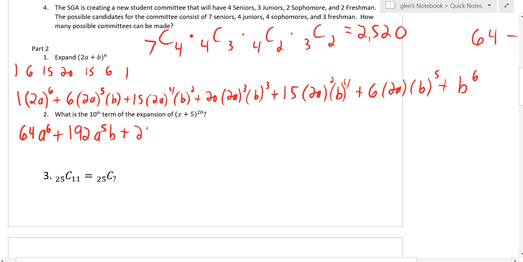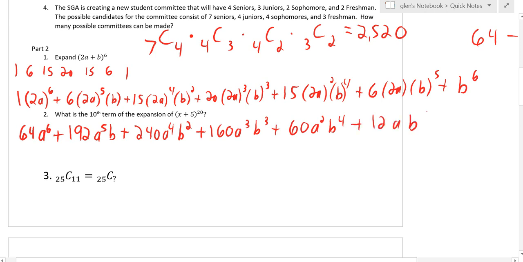I don't know if anyone's checking these. If you're watching this video later on and I mess up at arithmetic thing, that's because I'm just trying to rush. But is it 240? Okay. Plus 2 cubed is 8 times 20. That's 160. a cubed, b cubed. Plus 2 squared is 4 times 15 is 60. a squared, b to the 4th. Plus 2 and 6 make 12a, b to the 5th. Plus b to the 6th. Whew.